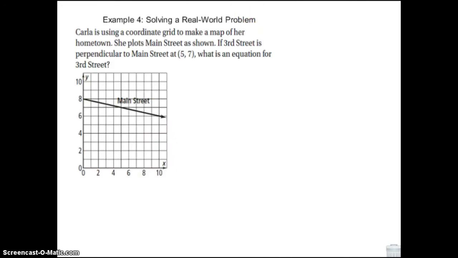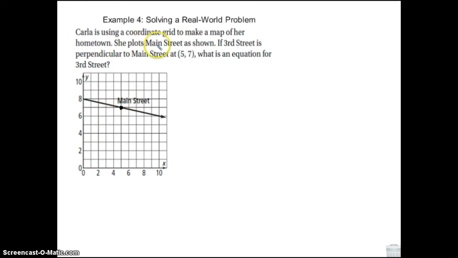Last problem here. Okay, and it's very similar, just in a real world situation. Carla is using a coordinate grid to make a map of her hometown. She plots Main Street, so this line right here is Main Street. If 3rd Street is perpendicular to Main Street, so it's going to be going this way, it's going to intersect it at 5, 7. So I'm going to go find 5, 7. It's right here. So this is where 3rd Street is, and it must go through something like this. That didn't even go through the dot, but you get my point. So we need to figure out the equation for 3rd Street.